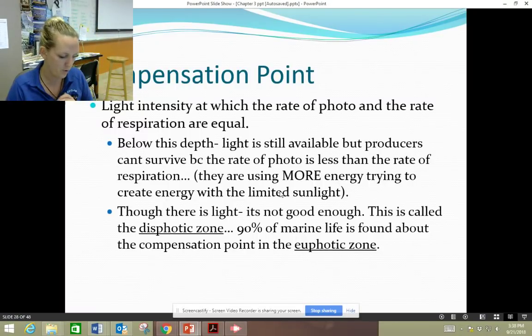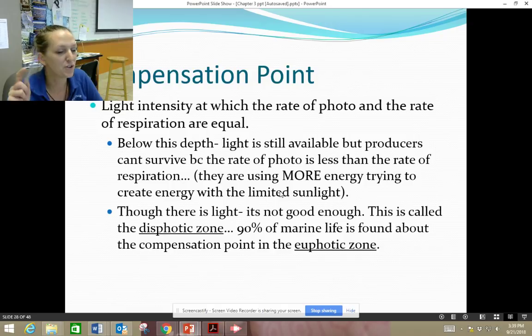So there is a point where photosynthesis and respiration are going to be equal. Your producers also have to do respiration, because now they have this carbohydrate and they need to extract energy from it, commence cellular respiration, and get energy out of that.